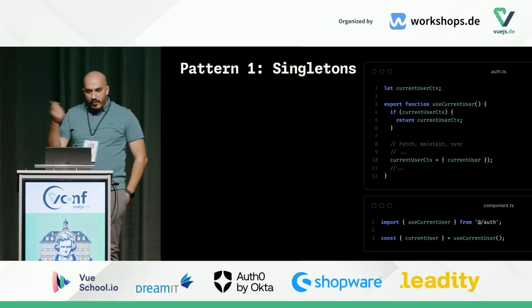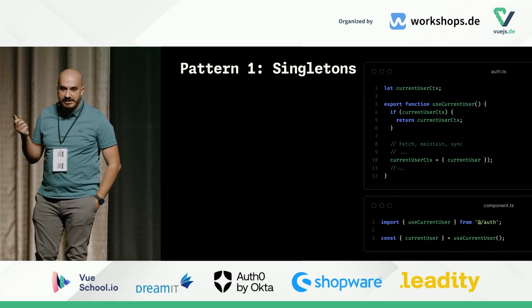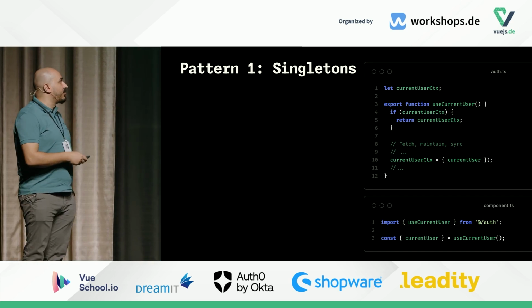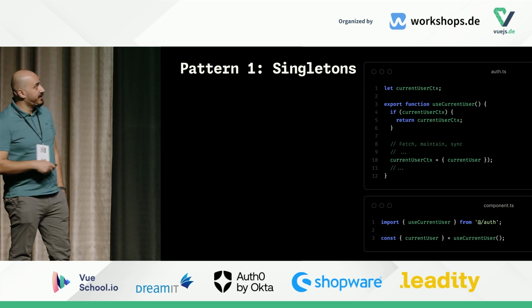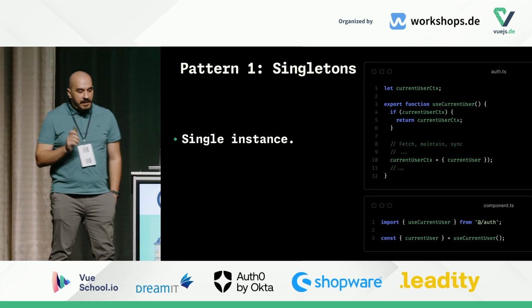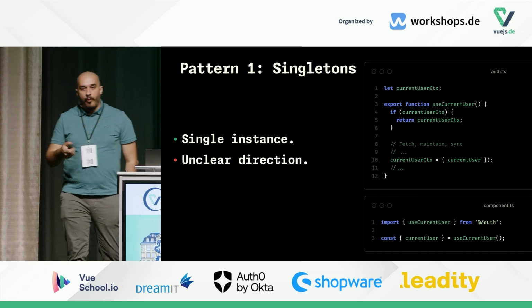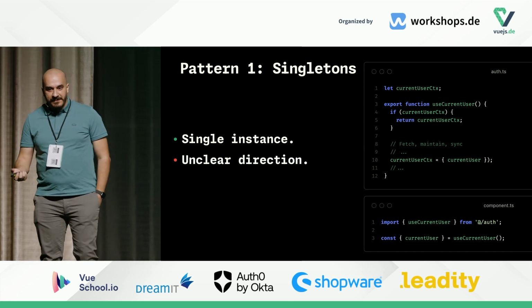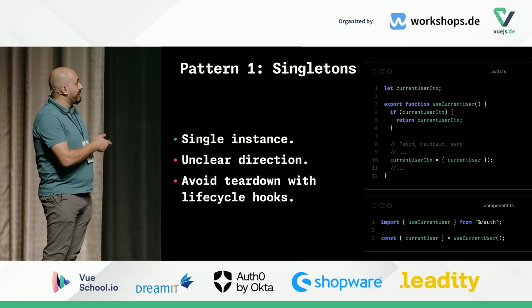So maybe one pattern to solve this is let's forget about injections. Let's just use a singleton. And this is just a good old global variable, set it to a value, and short-circuit it after, right? So it's a single instance. It's guaranteed to be a single instance. But it has a few issues. First issue is it's unclear direction. Where did the value come from? It's not top-down, that's for sure, because who owns that state now?